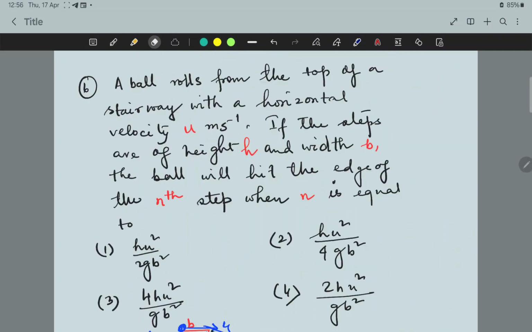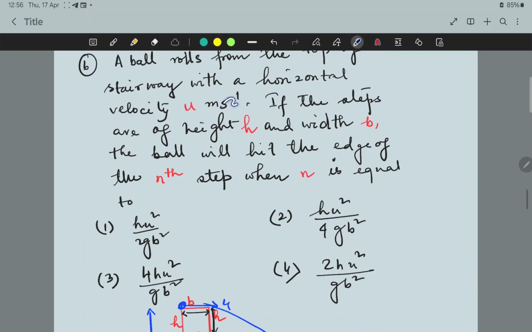Now let's move on to the next sum, that is the sixth sum, which goes like this: a ball is rolling from the top of a stairway with a horizontal velocity of u. So the initial horizontal velocity is given to us. If the steps are of height h, so the height of each step is h, and the width of each step is b, then the ball will hit the edge of the nth step, where we need to find n.